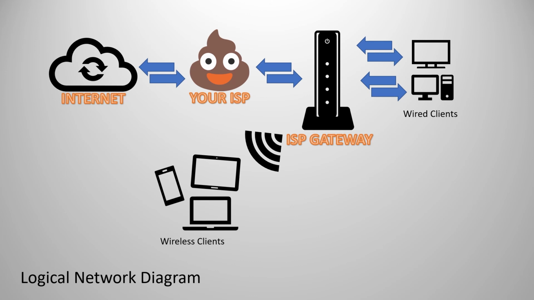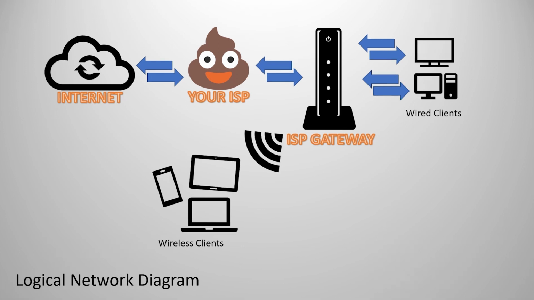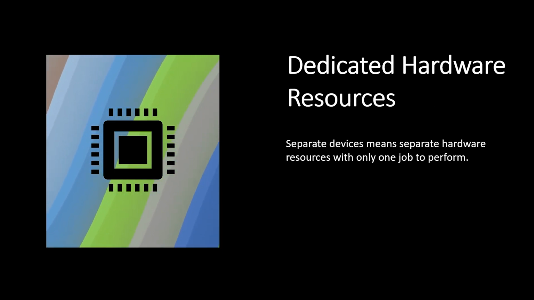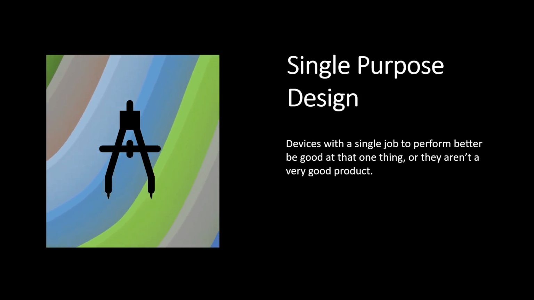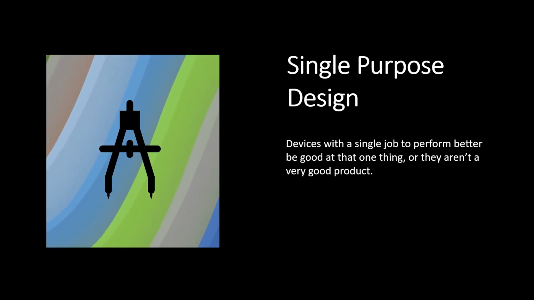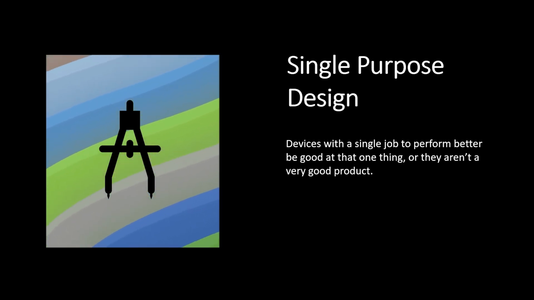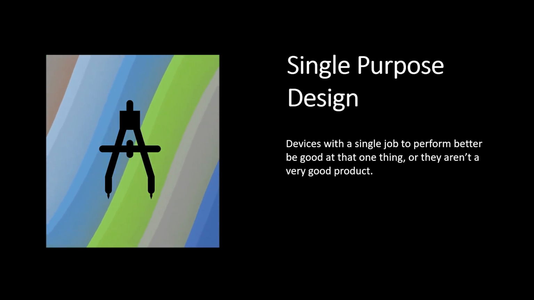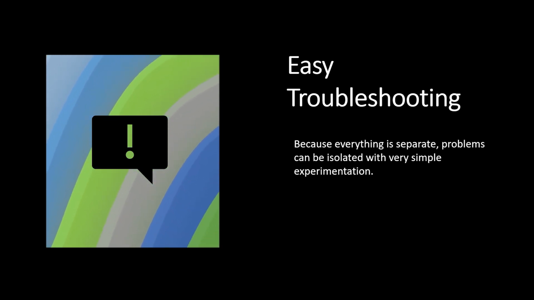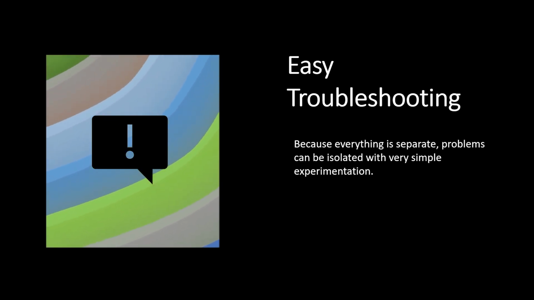Now, there are several reasons why I prefer to have separate devices for each function of the network. First off is if you've got them in separate devices, then each device has dedicated hardware and processor resources to handle its one purpose. If they're single purpose devices as well, then whoever designs them only has to design for a single function. So it probably will perform that function a lot better than something that is trying to do 4 or 5 things at once.